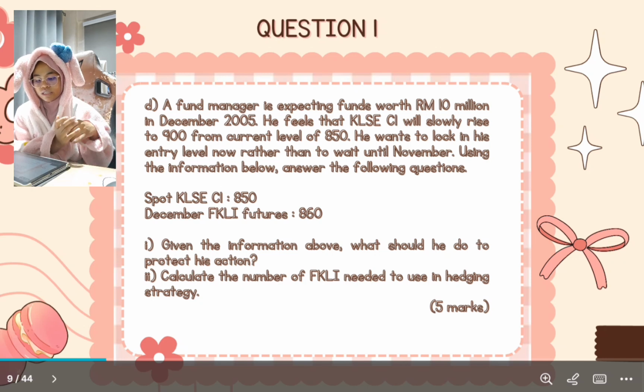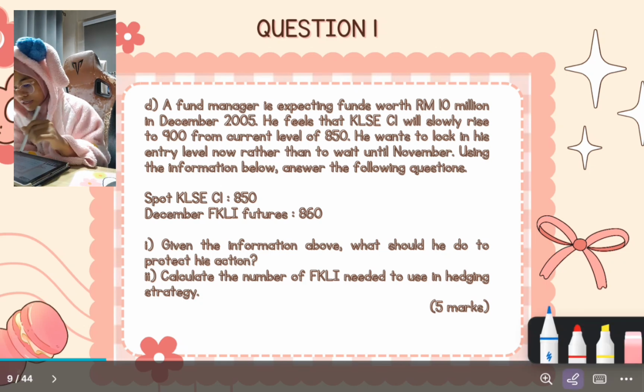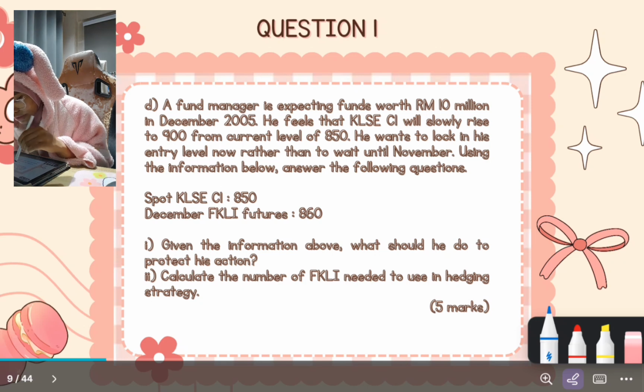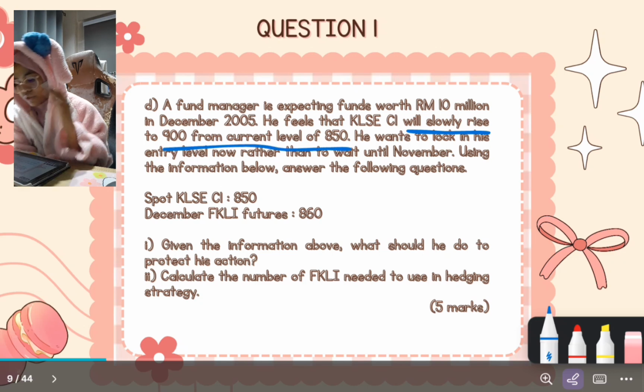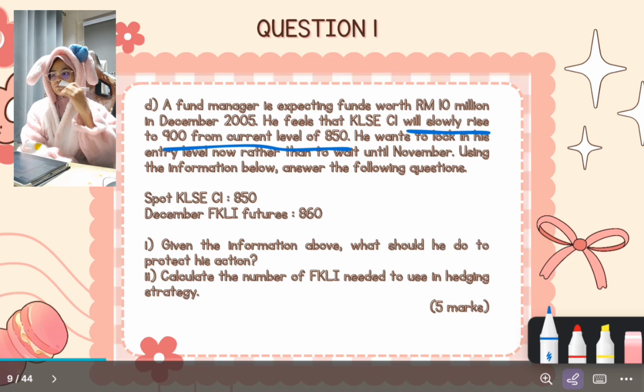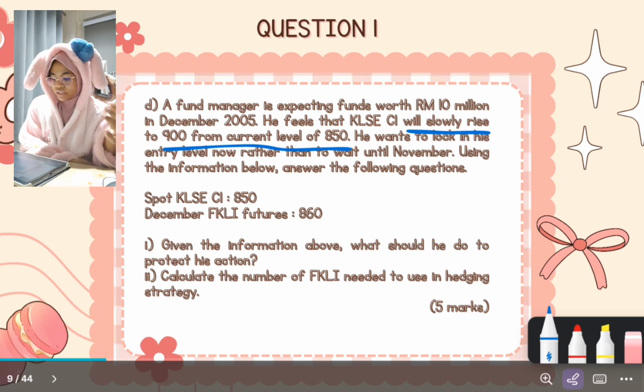Next is, calculate the number of FKLI contracts needed to use in the hedging strategy. As we can see here, he feels that the KLSE index will slowly rise from 850 to 900. So basically, when price is rising, the fund manager should adopt a long hedge trading strategy.